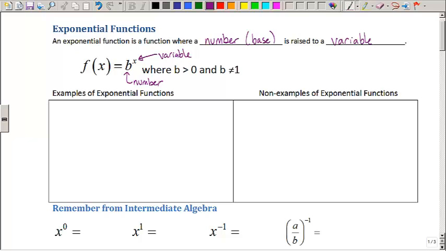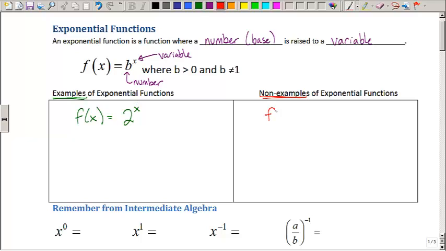I have some qualifiers here. b has to be greater than 0 in order for this function to be an exponential function, and b has to be not equal to 1. Often students get the polynomial functions that we've been dealing with in the past confused with the exponential functions. So I want to make sure that you understand the difference by showing you several examples of exponential functions and non-examples of exponential functions. The first example of an exponential function we'll talk about is f of x equals 2 to the x. Notice 2 is my number or constant, and x in the exponent is my variable.